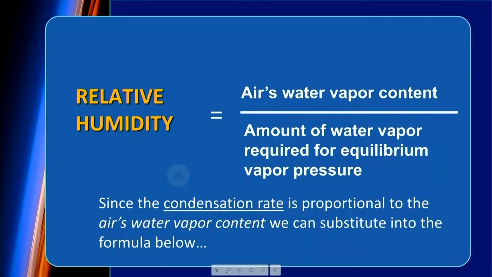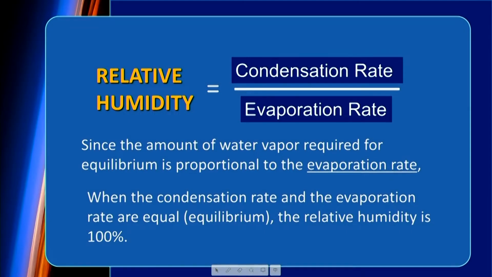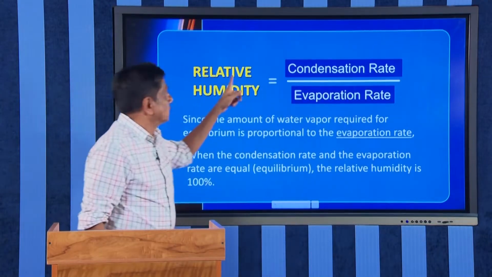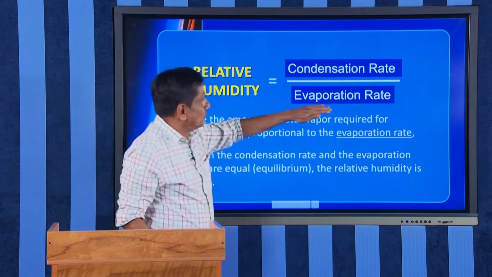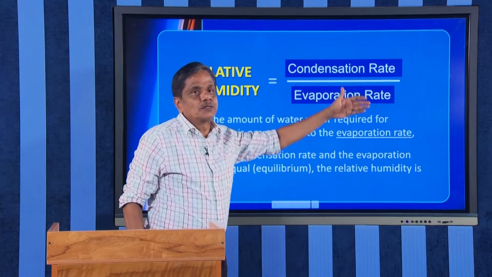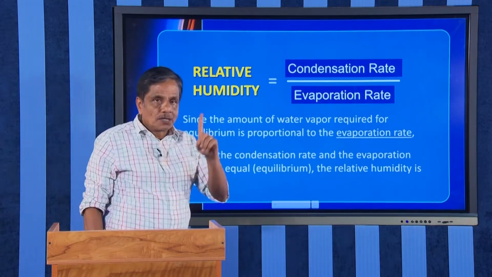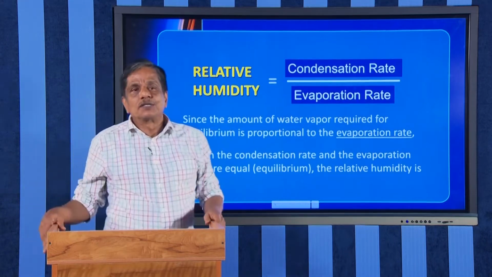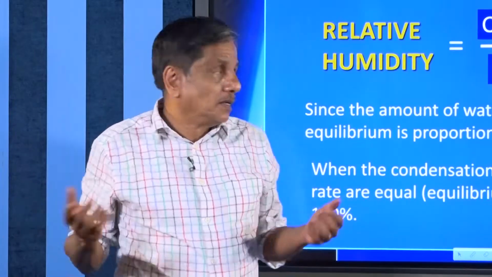Now, if the condensation rate and the evaporation rate are equal, then the relative humidity is 1. Whatever is produced by the evaporation will be condensed. There is no loss in between, therefore the relative humidity is 1, or if you convert it into percentage, it is 100%. So, 100% humidity means it is very high, right.